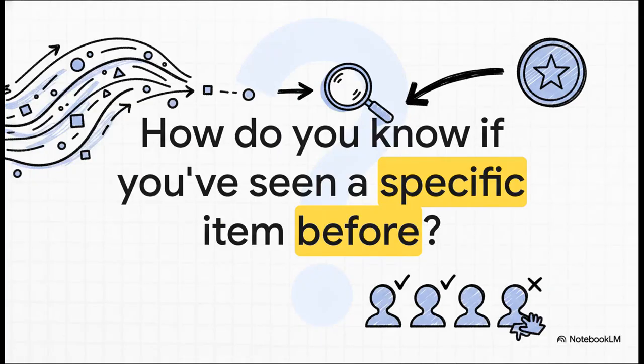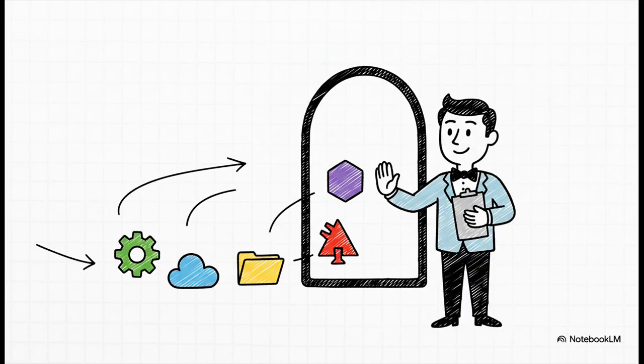So sampling is awesome for the big picture, but what happens when you need specifics? Imagine you're a website trying to stop someone from voting twice in a poll. You need to know, for sure, if you've seen that specific user before. Sampling can't help you there, and you absolutely can't afford to store a massive list of every single user who's ever voted. And this is where we meet one of the coolest, most elegant ideas in all of stream computing, the Bloom filter. The best way to think about it is like a super efficient but slightly forgetful doorman for your data.